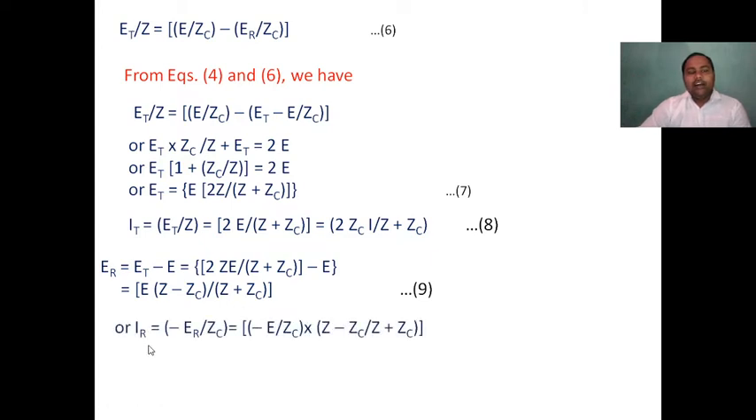The reflected current, from the basic equations, IR is equal to minus ER by ZC. Substitute the ER value: E into Z minus ZC by Z plus ZC, divided by ZC. Cancel the ZC. Finally, the reflected current is equal to minus the incident current into Z minus ZC by Z plus ZC. For the reflected current, there is a negative sign.